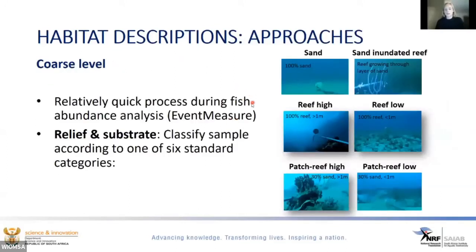Okay, so at MARIP, which is our platform, we do a relatively coarse level approach, and then we can also do a more detailed approach to describing the benthic habitats. So for the coarse level approach, we do this very quickly while extracting fish abundance data in Event Measure. And it basically only gives us an example of the relief or substrate that is present. So we wait for the system to settle on the seafloor, and then we decide and classify the sample according to one of 6 standard categories, either 100% sand, sand inundated reef if there is reef present in the sand, reef high versus reef low depending on the profile, and then if there's a combination of reef and sand, we look at the profile as well and come up with patch reef high or patch reef low, and that is it.